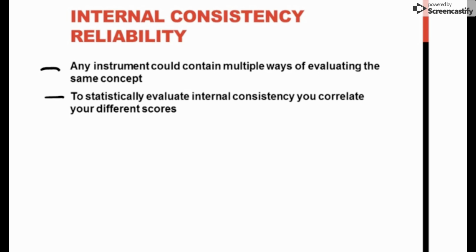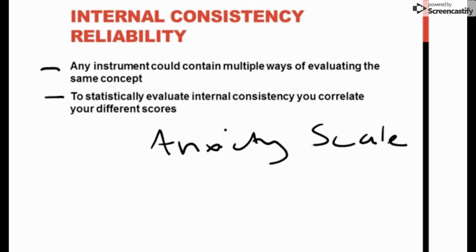For example, let's say that you're giving somebody an anxiety scale. And on that anxiety scale, it has 10 questions. And let's say 1, 2, 3, all the way down to 10, right? What we're hoping is that these 10 questions are all measuring anxiety, but they're doing so in slightly different ways. So it's not like the same question is being asked every time. Instead, the questions are slightly different, but they all get at the same conceptual idea of anxiety.